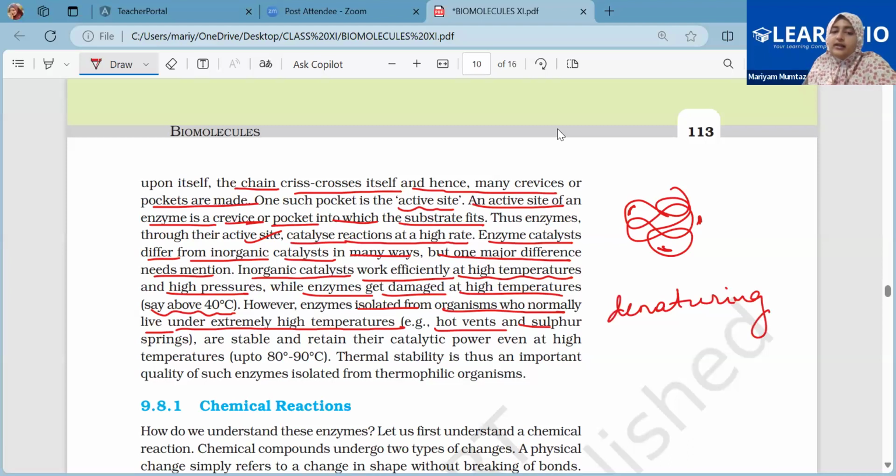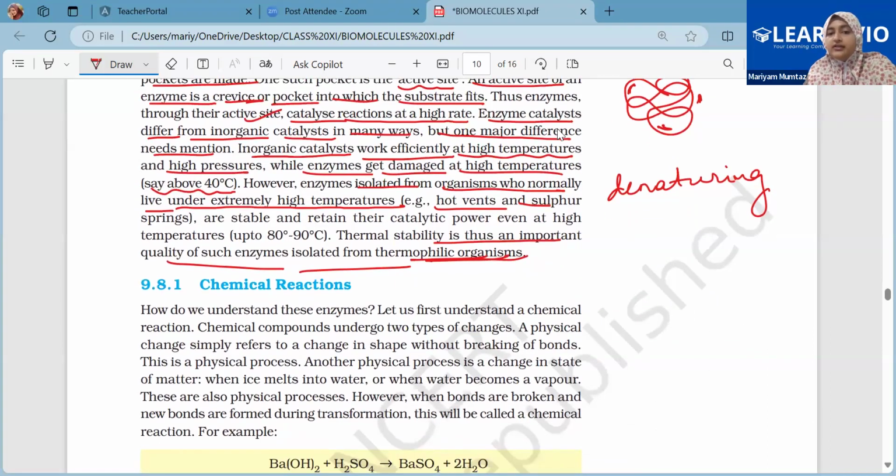It occurs at temperatures above 40 degrees Celsius. Thermal stability is thus an important quality of such enzymes isolated from thermophilic organisms. They are thermally stable, meaning the enzyme structure won't get destroyed at higher temperature.